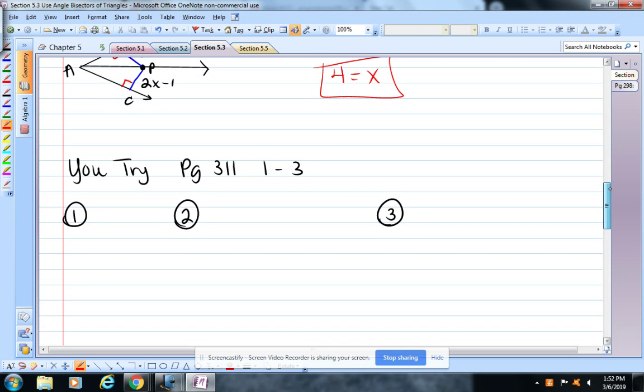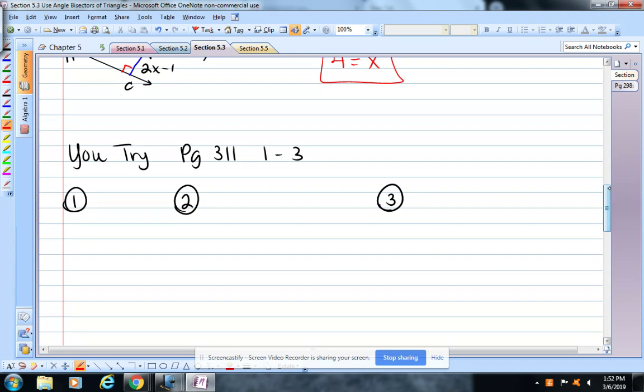Scrolling down. We're going to do these out of the book, but we're going to do them together. So I'm going to look at them and see what's going on. Y'all get out your book, please. Turn to page 311 with me.